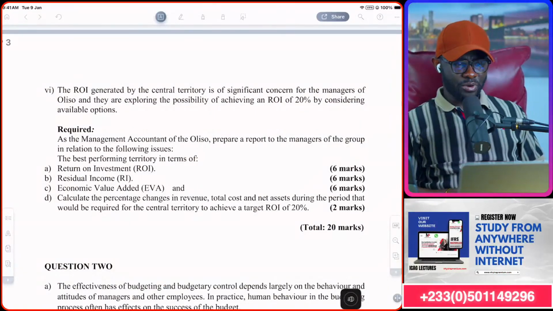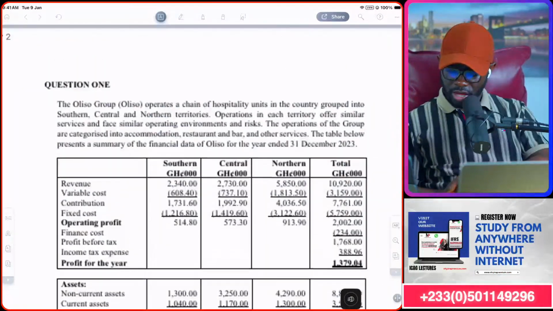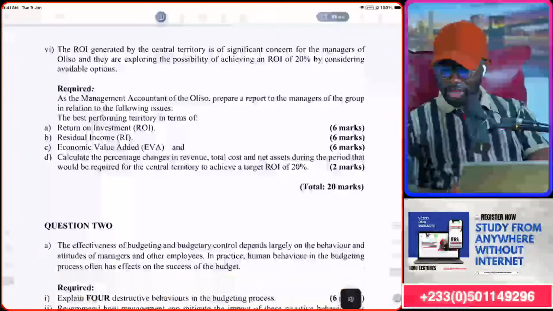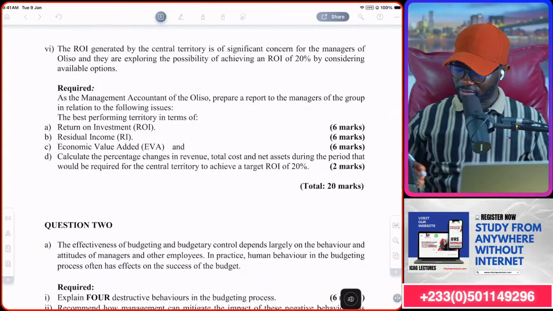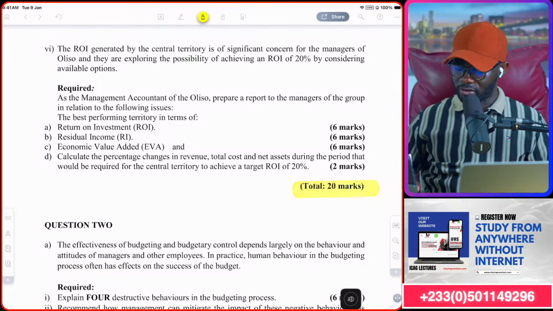As you can see, pretty simple question. We don't have a lot of things to do here, but the requirements will require us to really do a lot of things. So for 20 marks, the requirement of the question is simple.